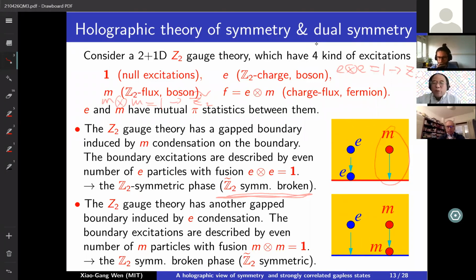And I described this picture in the physics way, and there's a mathematical way to describe this. Mathematically, this 2 plus 1 dimensional theory is a braided fusion category, the Z2 quantum double. And then the boundary is a fusion category. And their relation is that the Drinfeld center of the boundary gives rise to the braided fusion category in the bulk. So that is the category language. I did not use that language.